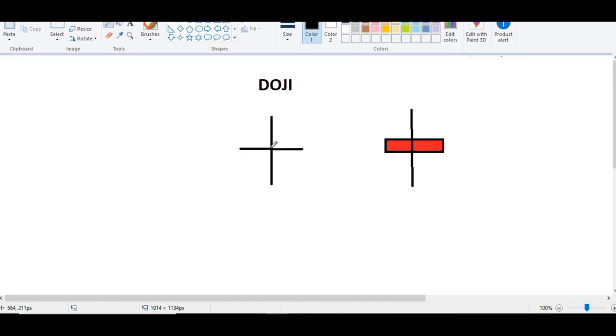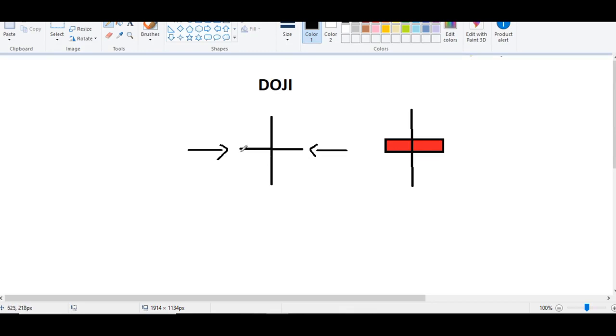The reason it looks like a plus sign is because the opening price is the same as the closing price. They're identical, or the opening price is very close to the closing price, and that's why they look like a plus sign. The basic definition of a doji is that the body is equidistant from the high and the low, meaning it's right in the center. Basically what this candlestick is defining is indecision.